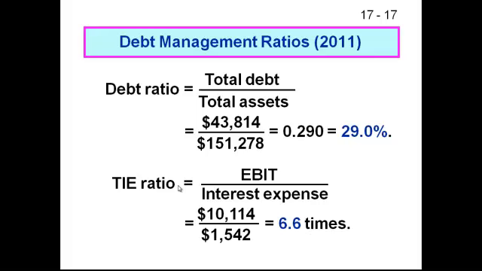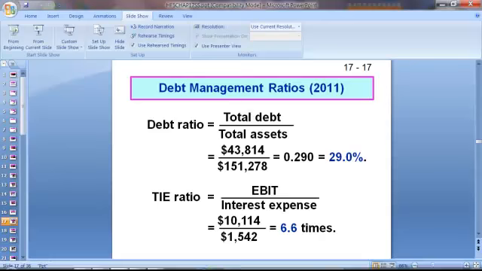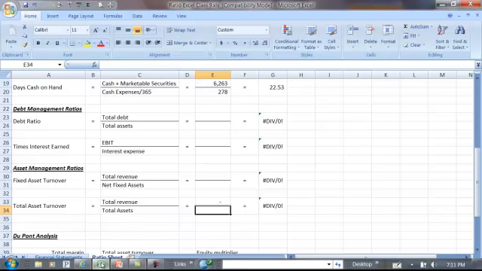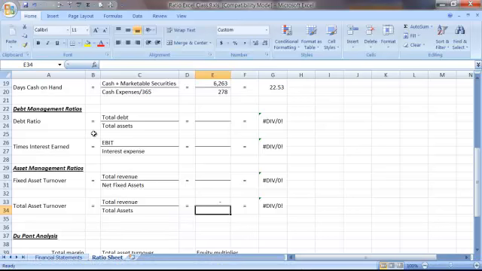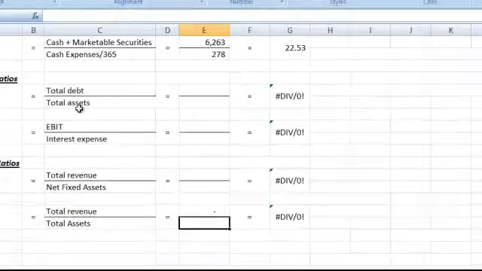So let's go to the next slide. Well, you know what we're going to do? Let's go right over to Excel and calculate these. Okay, the debt ratio. So here we go. It's the total debt to the total assets.